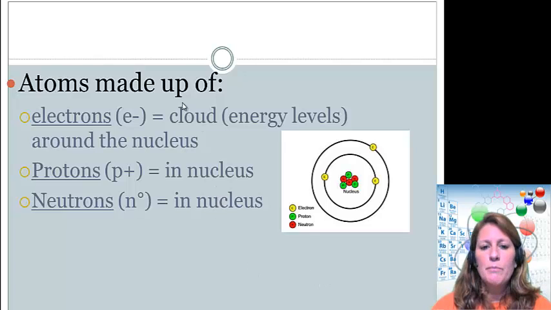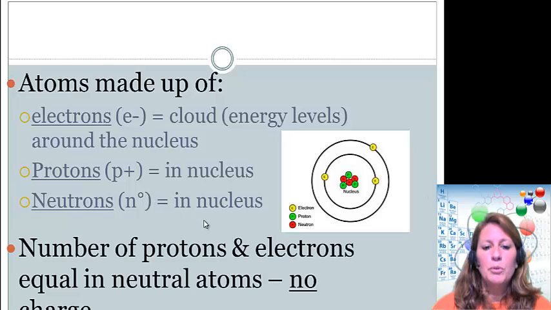Okay, so atoms are made up of, and you may have had this in a previous class in elementary school, subatomic particles: electrons, protons, and neutrons. Make sure you know where they're located, the charge, and the symbol for them. Electrons, the symbol here is yellow. These are energy levels surrounding the nucleus. They have a negative charge. Protons have a positive charge and are found in the nucleus, and neutrons have a neutral charge. That's what this N with a superscript 0 is. That means no charge.